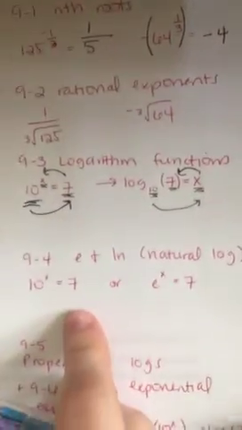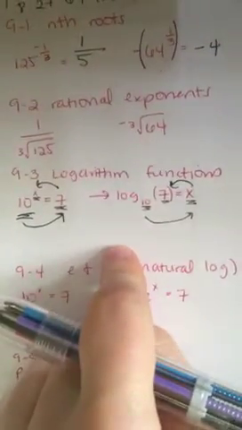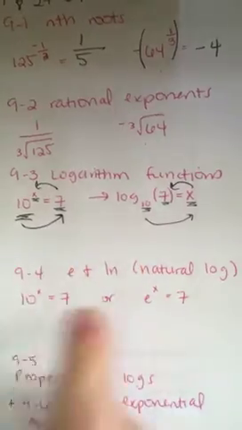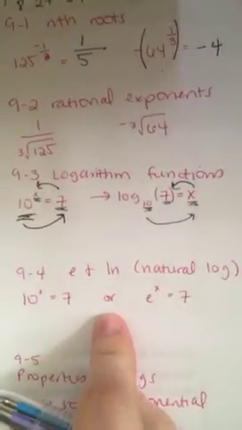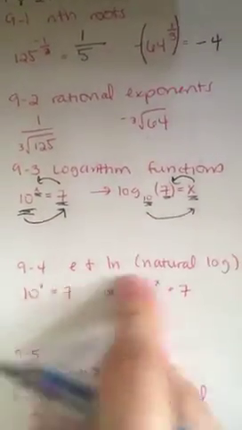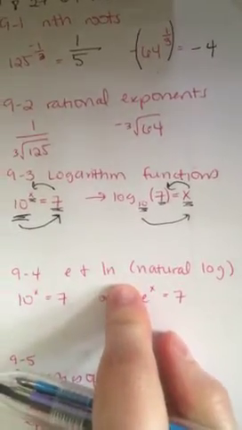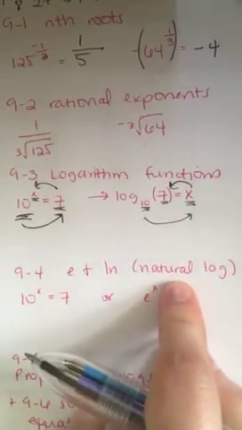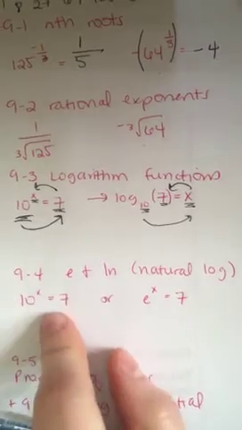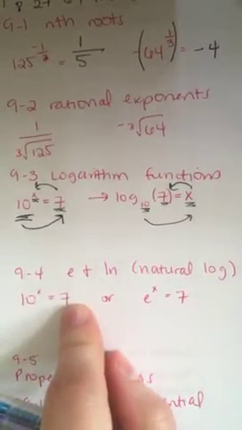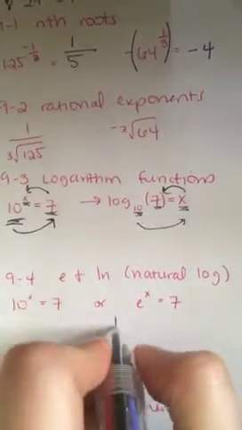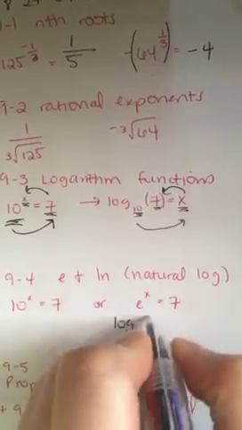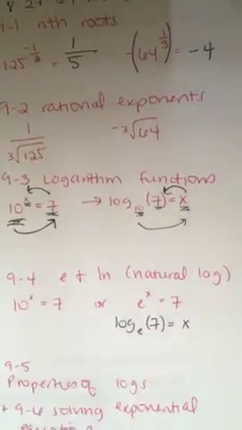Okay, 9.4. 9.3 introduces logs because you've never seen them before. 9.4 is introducing a special log using e, the natural number, and ln, which is the natural log. So before, you would do base 10 of 7 equals x. This is now log base e of 7 equals x.